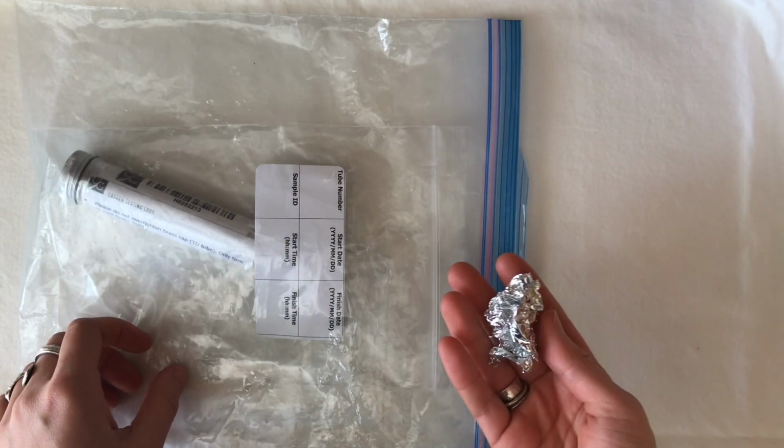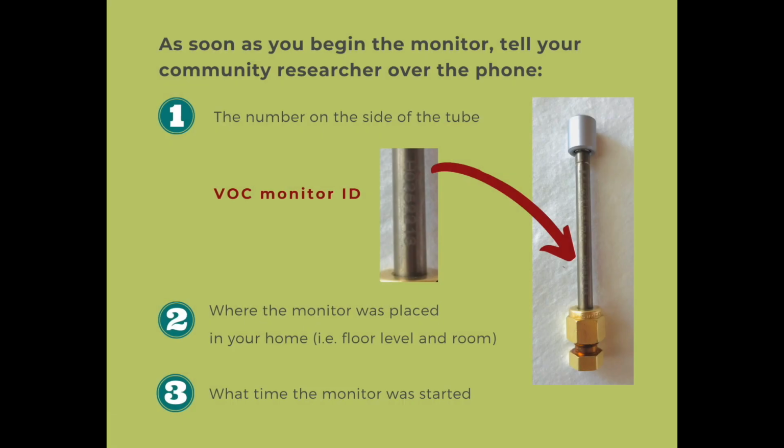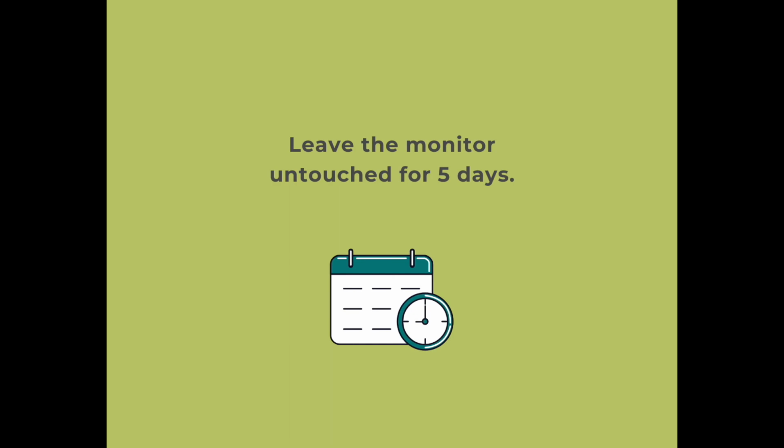As soon as you have placed your canister on its surface, your community researcher will ask you the number on the side of the tube, which room and what level of the house you have placed the monitor, and what time it was placed there. You may now leave the monitor untouched for a period of 5 days.